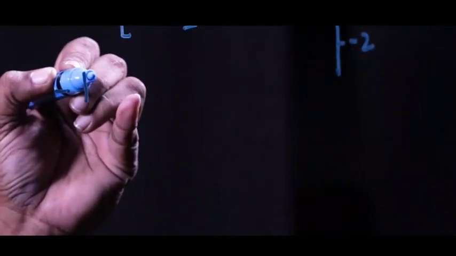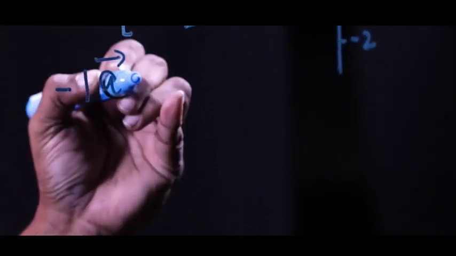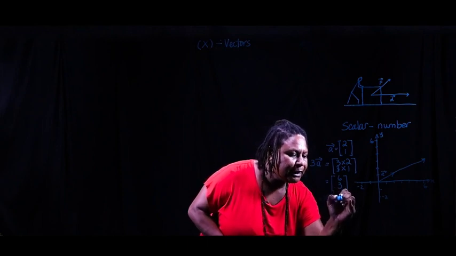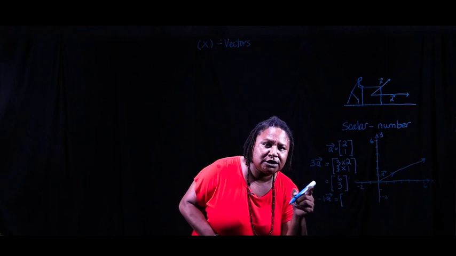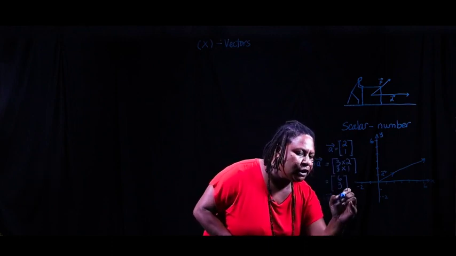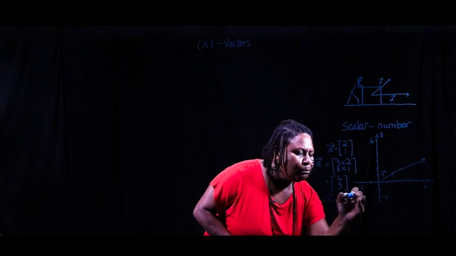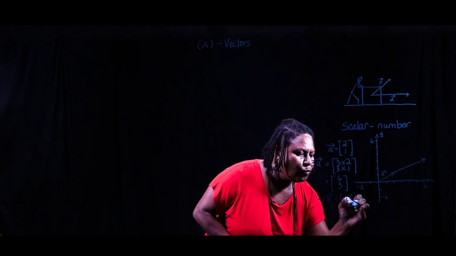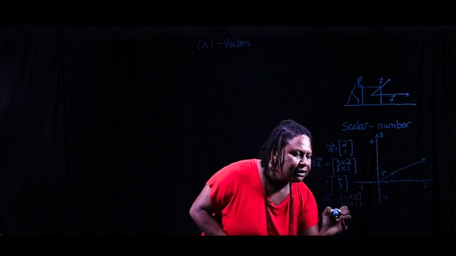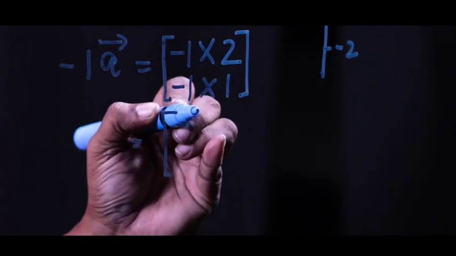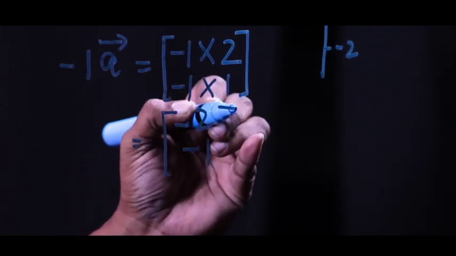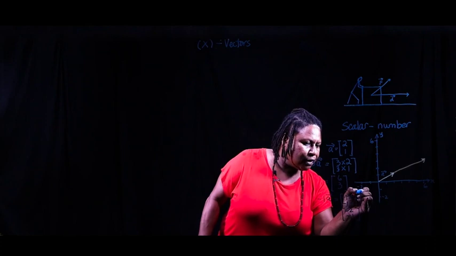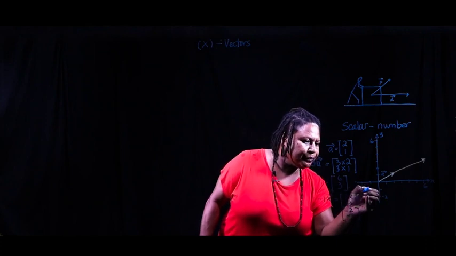Now, what if we multiply this same vector by a negative number? Let's say negative 1 is multiplied by vector A. The same thing applies. We are going to multiply that constant number by the x and y components of the vector. So negative 1 multiplied by 2, and negative 1 multiplied by 1. The result is negative 2 and negative 1. Now let's show this on the Cartesian plane. Negative 2 and negative 1 would be right here.